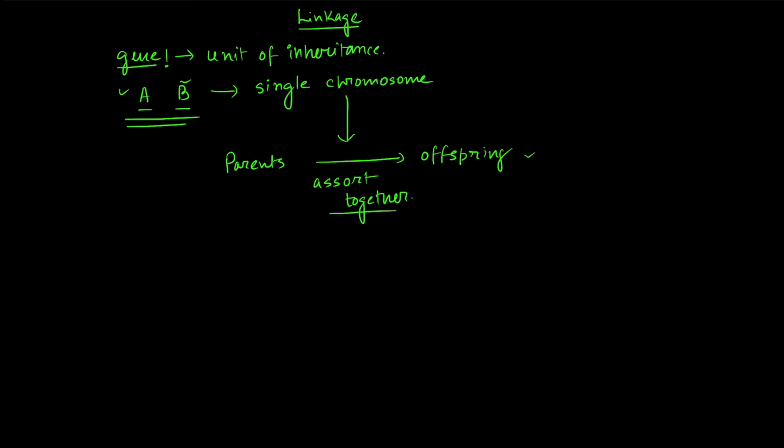This phenomenon was noticed by a scientist named Bateson. How did he notice? He was performing a dihybrid cross with pea plants, and he noticed some deviations from Mendel's law.